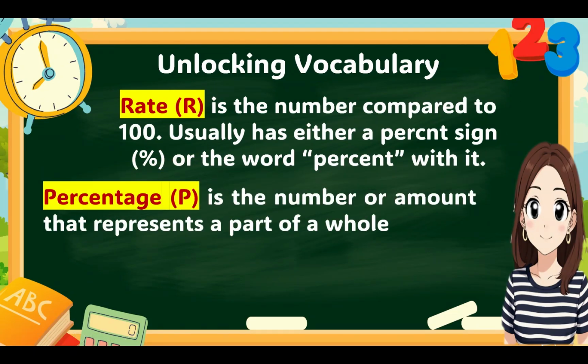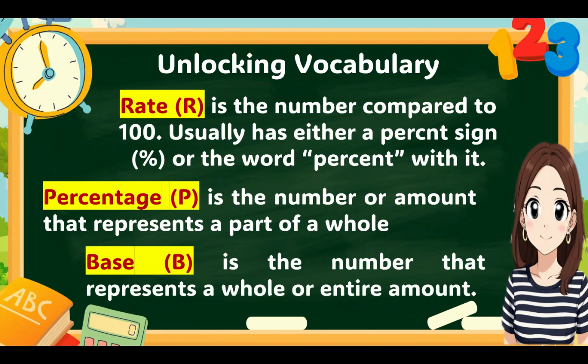We also have the so-called percentage, represented by capital letter P. It is the number or amount that represents a part of a whole. And base, represented by a capital letter B, is a number that represents a whole or entire amount.